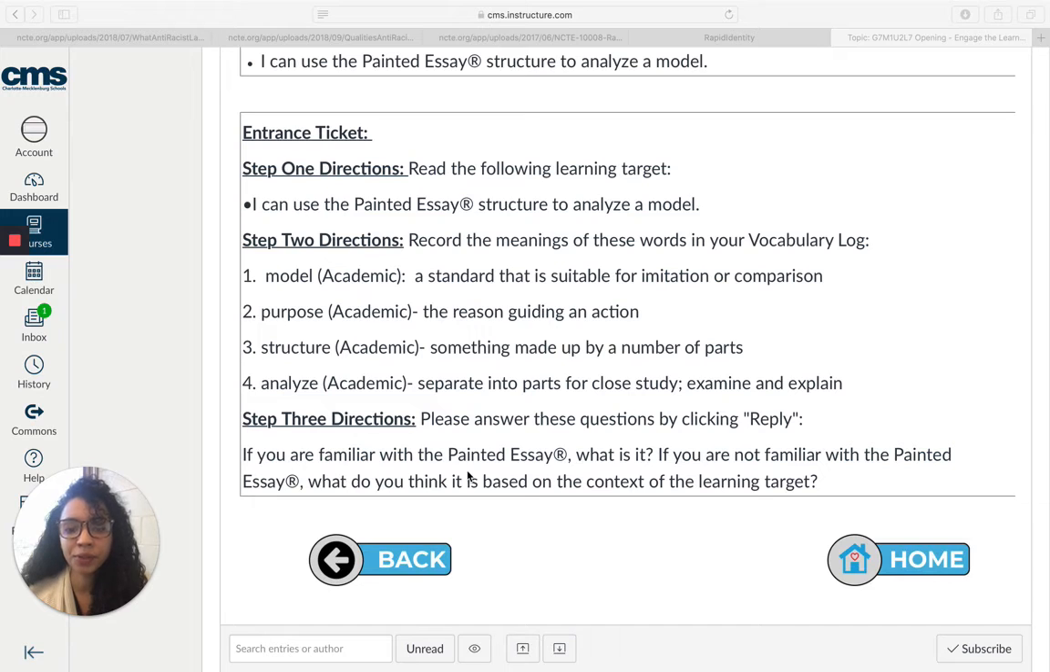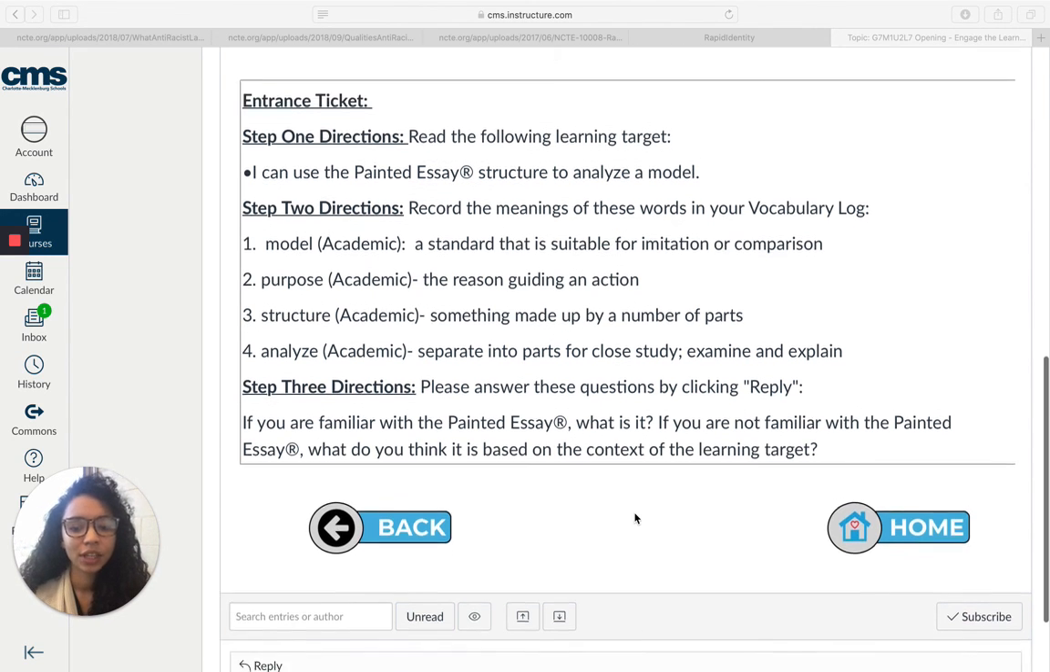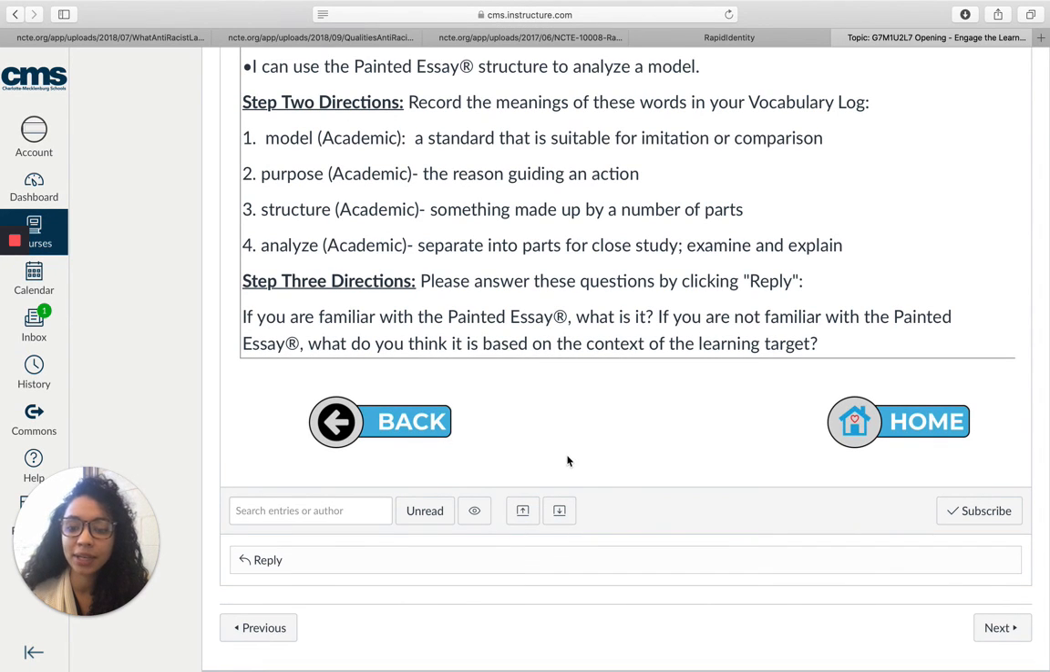If you are familiar with the painted essay, what is it? If you're not familiar with the painted essay, what do you think it is based on the context of the learning target? So that question is asking you, do you know what a painted essay is? If you do, tell us what a painted essay is. If you don't, now you're going to use your brain to do some inferencing, right? What could a painted essay be? What do you think it is? And then you're going to click reply right here and begin typing your answer to our discussion question.